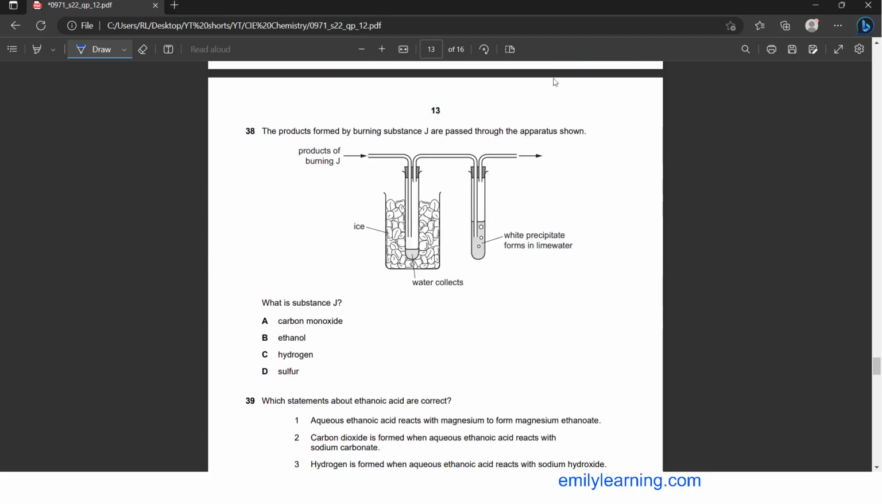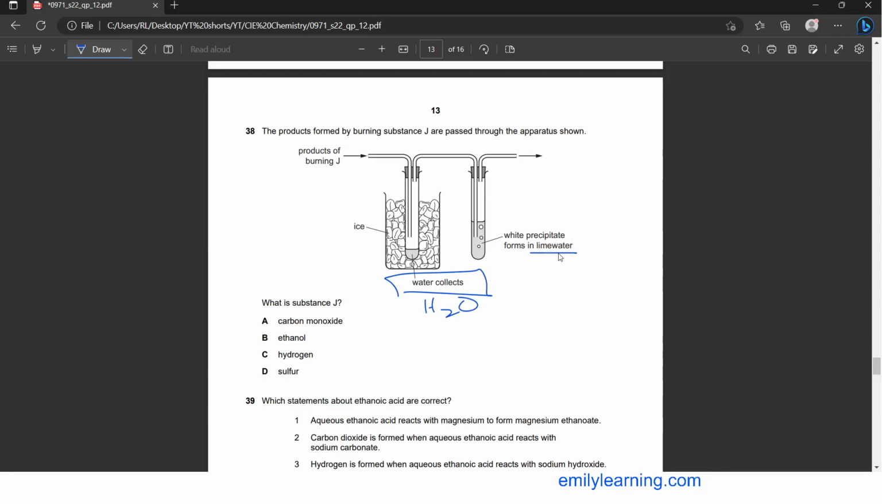Okay, moving on to question 38. The products formed by burning substance J are passed through the apparatus. So what is substance J? Let's look at this. What this does is you're cooling it. It cools the steam, condensing it to form water. So we know that water is being produced when J is burnt.